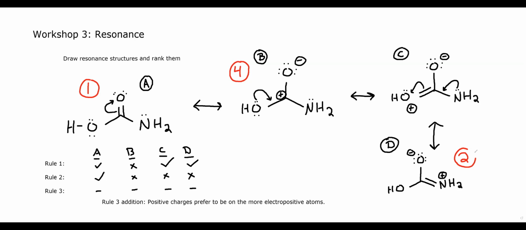So that's going to be a little better. So we'll call that 2. And we'll call this one up here C3. Okay. So that's just a little addition to rule number 3. It doesn't come up very often, but if it does, there you go. Usually you'll be considering the negative charges, but once in a while you'll have to consider the positive charge. Okay. So negative charges prefer to be on more electronegative atoms. Positive charges prefer to be on more electropositive atoms.